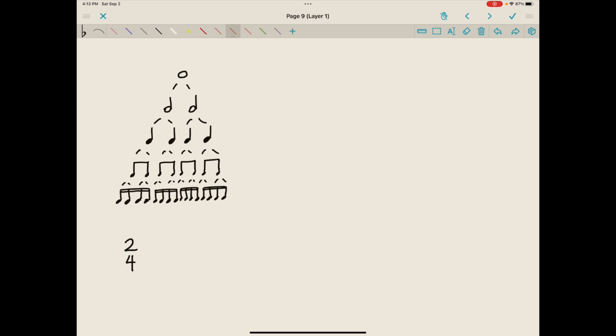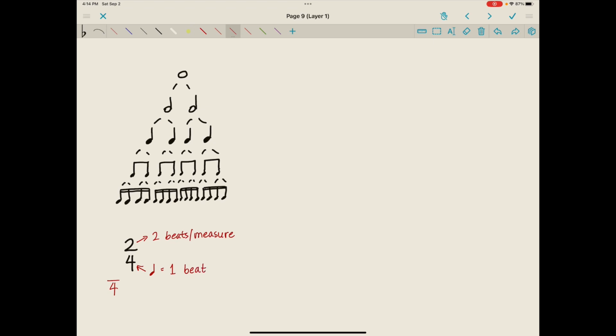The top number will tell us that there are 2 beats in every measure. And remember that a measure or bar is the area between 2 bar or measure lines. The bottom number tells us what kind of note value gets a beat. So we could think of it as the denominator of a fraction, and that will remind us that a quarter note will be equal to 1 beat, or that'll be our beat or pulse note.